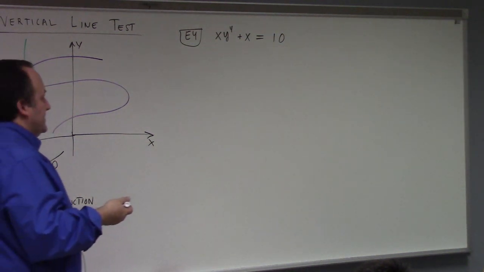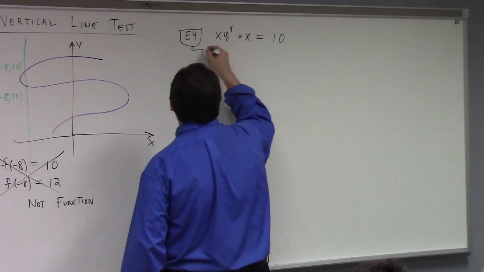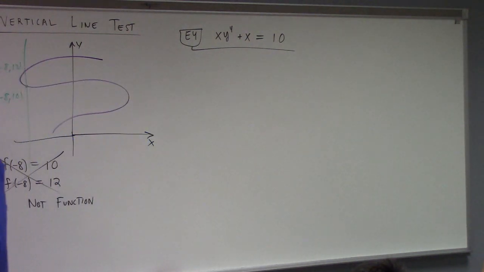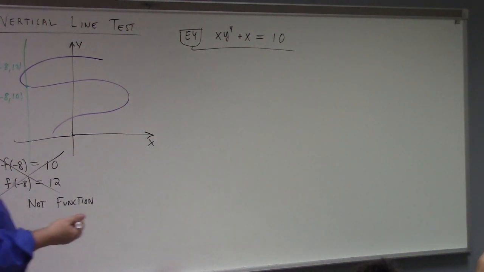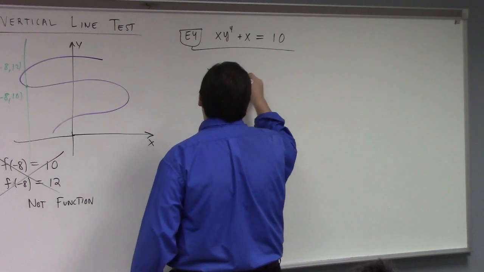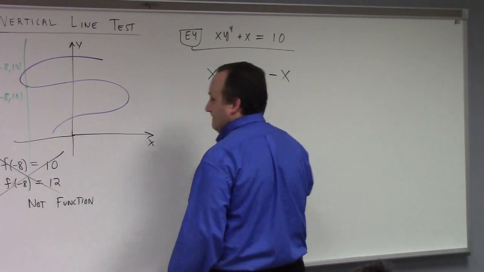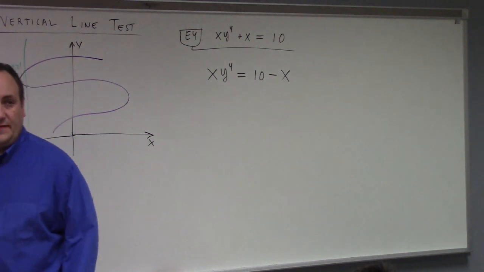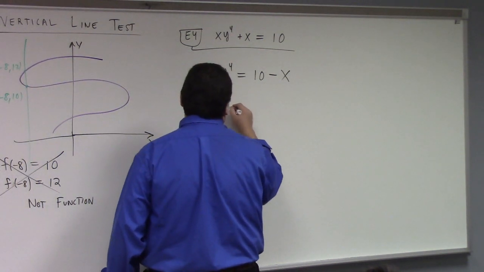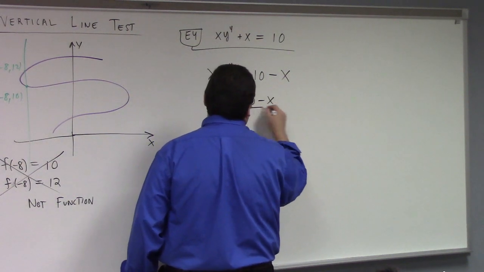Set y equal to x? No, kind of right idea, but more specifically, we should try to solve for y. If when we solve for y, we just get one thing for each x, then we know it's a function. But if we don't, well, it's not. So I isolate, I get x y to the 4th is equal to 10 minus x. All right? And then I divide by x, I get y to the 4th is equal to (10 minus x) over x.